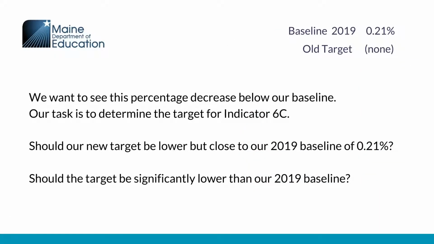We want to see the percentage decrease with fewer students receiving their special education services in the home. Instead, we want more of them to attend a regular preschool program and receive the majority of their special education and related services in that program with typically developing peers. For this indicator, we want to see the percentage served in the home decrease below the current baseline of 0.21%. Because targets must be lower than the baseline percentage, we will have to decide how much lower below 0.21% and closer to zero our target percentage should be.